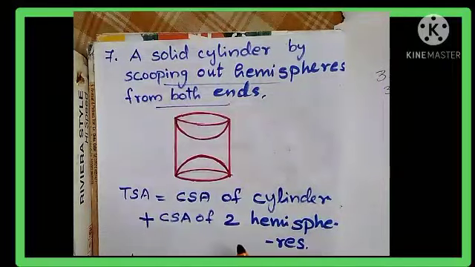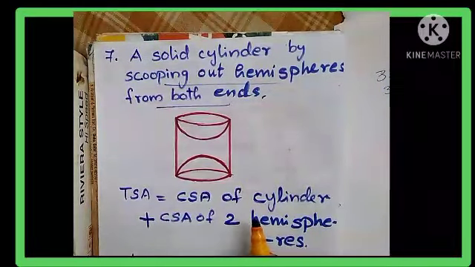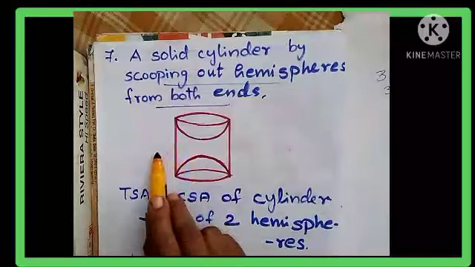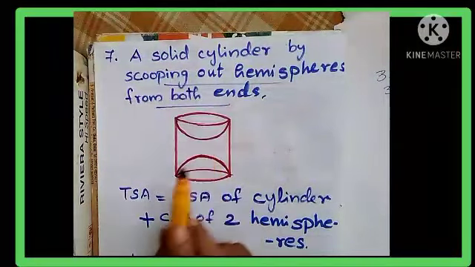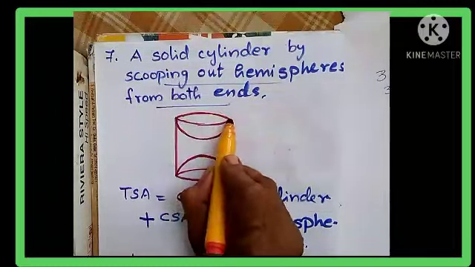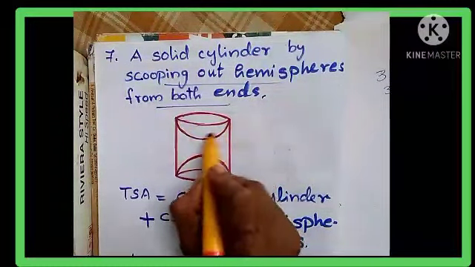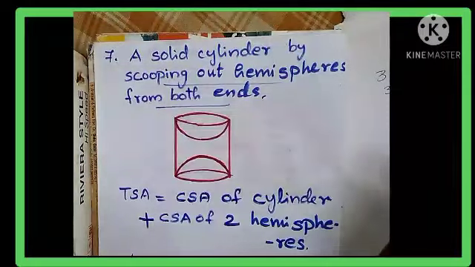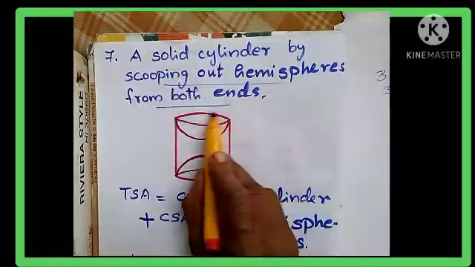Now can you say the total surface area? How much area we need to paint? Surely it is CSA of the cylinder plus what? Here you can see that it is a depression. Actually here a hemisphere is taken out, means no circular face here.